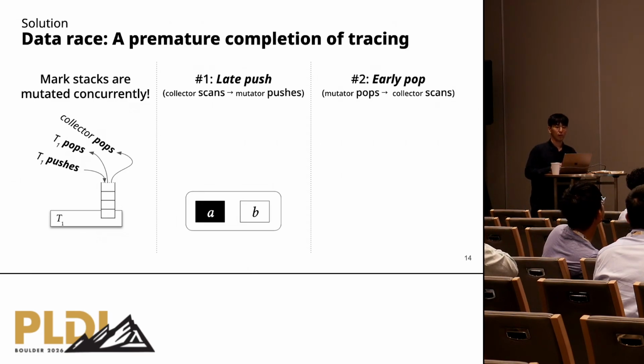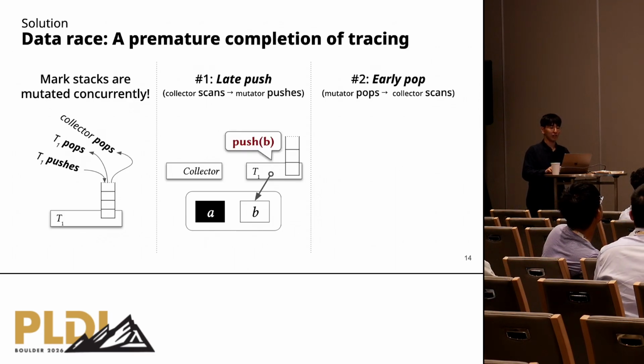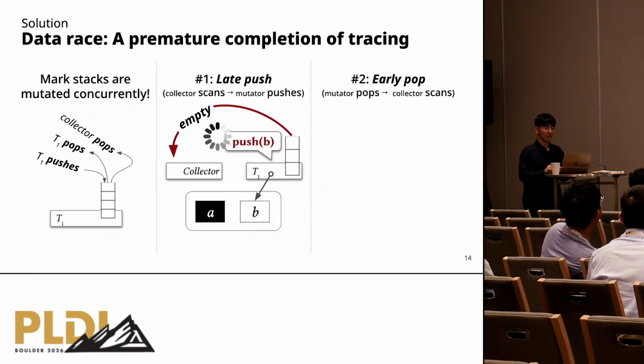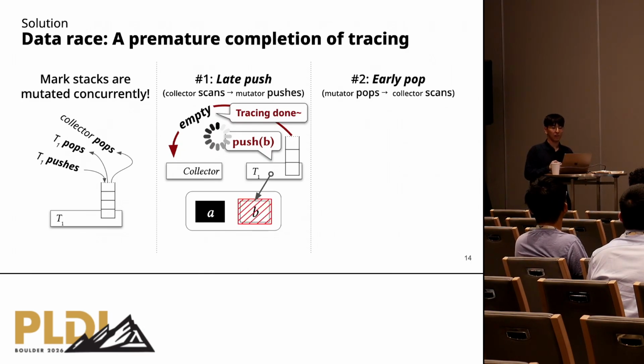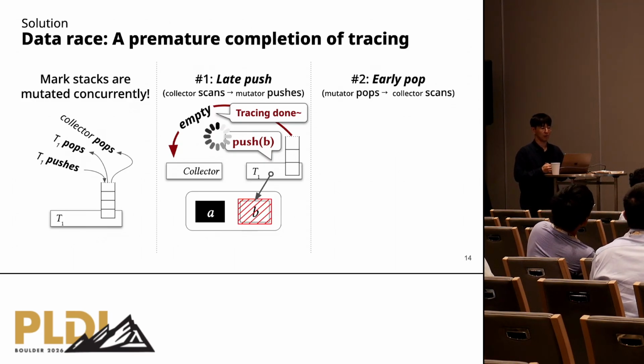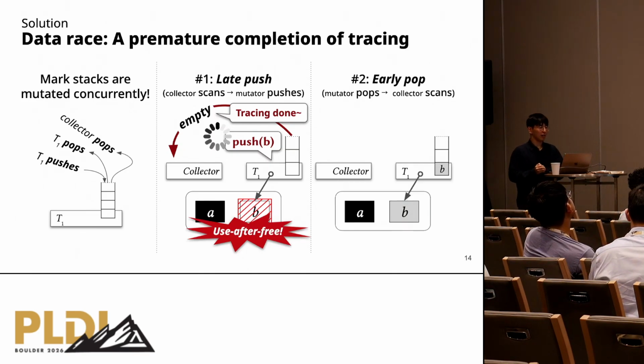Suppose there are two nodes, A marked and B not, and two threads run, the collector and a mutator. The mutator holds the only reference to B, so it tries to push B onto its mark stack. But before that push finishes, the collector scans, sees the stack empty, and concludes tracing is done. In this case, B was never marked, so it is freed while still being reachable. A use-after-free error.